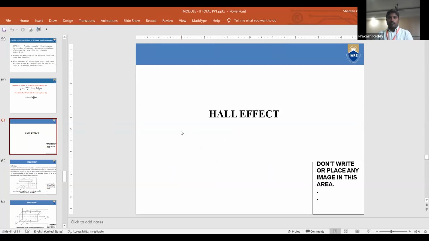So coming to the Hall effect, try to listen to the definition very carefully. When a piece of material placed in a transverse magnetic field. Wait, there is a meeting coming.